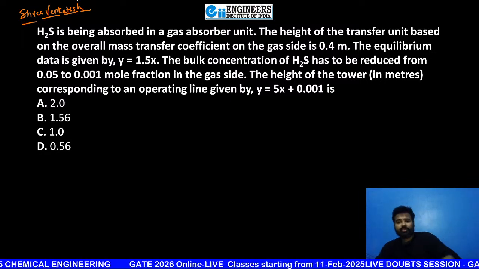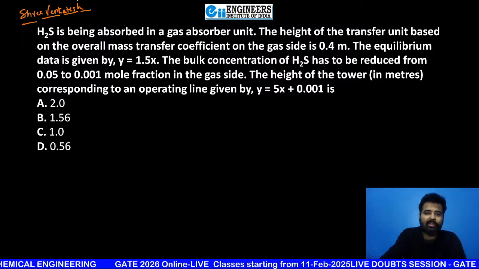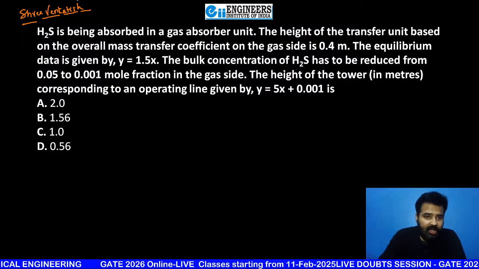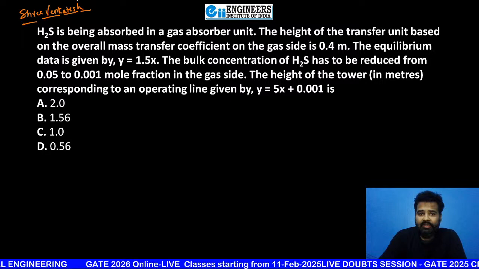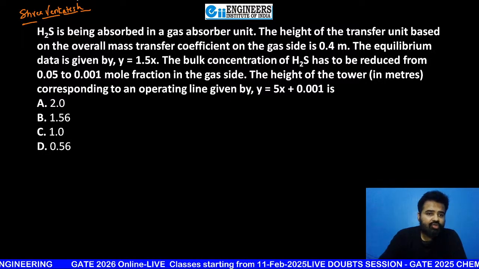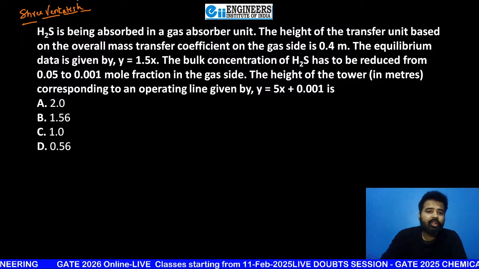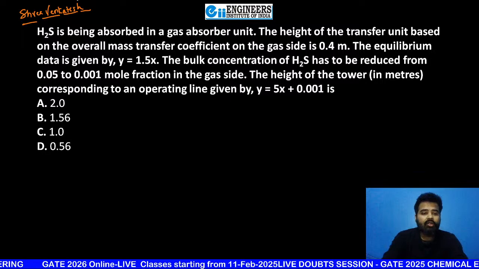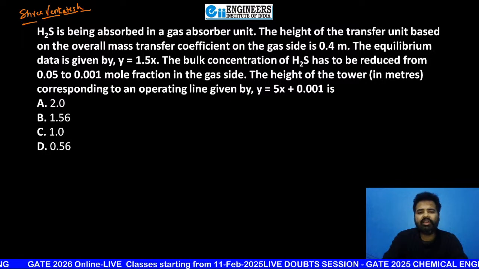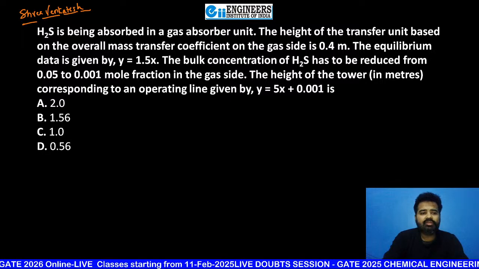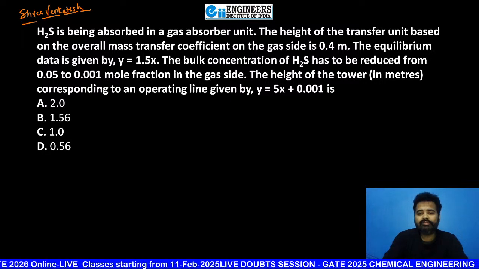H2S is being absorbed in a unit. The height of transfer unit based on the overall mass transfer coefficient on the gas side is 0.4. Equilibrium data is given, the bulk concentration is given, reduced from this to this. The height of transfer unit corresponding to the operating line is given by this. Oh, this is very very easy yaar, isme kya dikkat hai? All data are present, just you have to solve it. Hai kya isme? Nothing special.